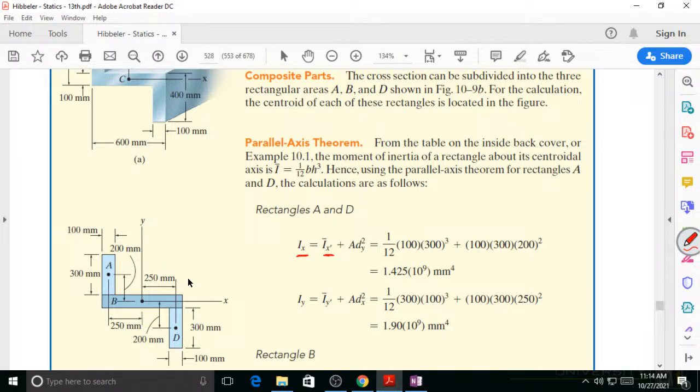So he took A or D, imagine either one, and you find the I about its own centroid, the I about the centroid of that particular rectangle. It's 1/12 the base, and the base is that 100, and then the height to the third, and then we'll start here.